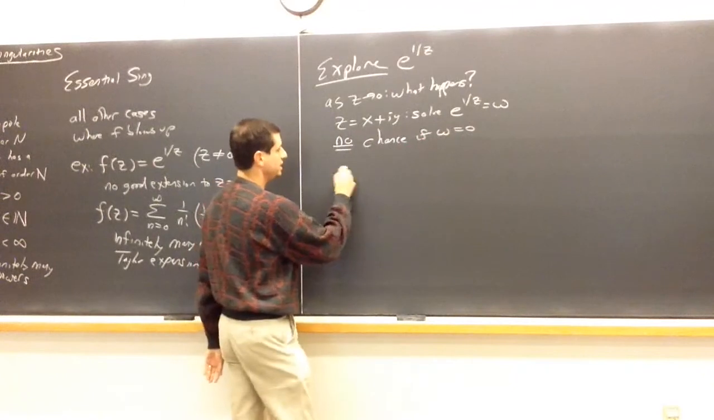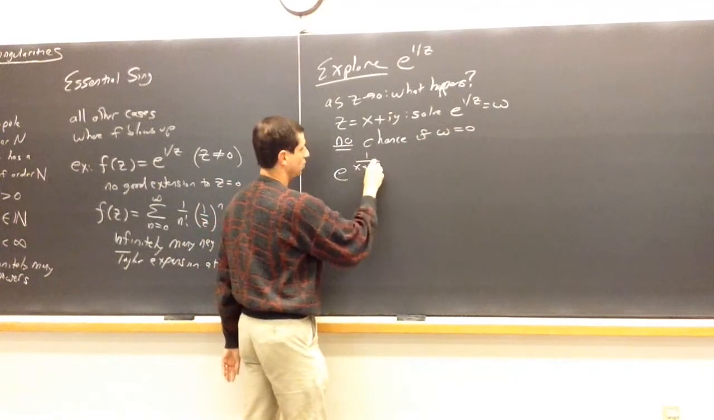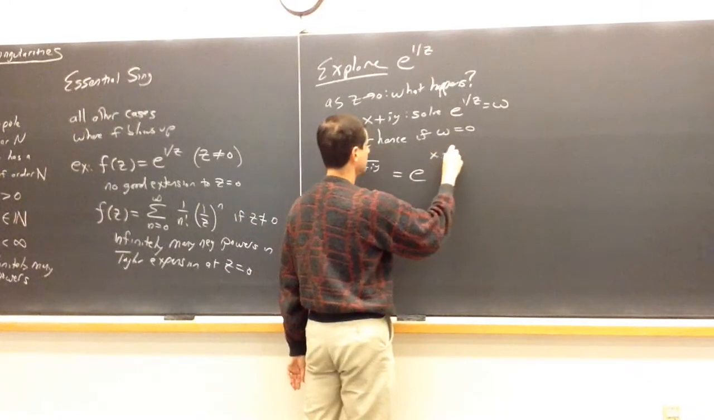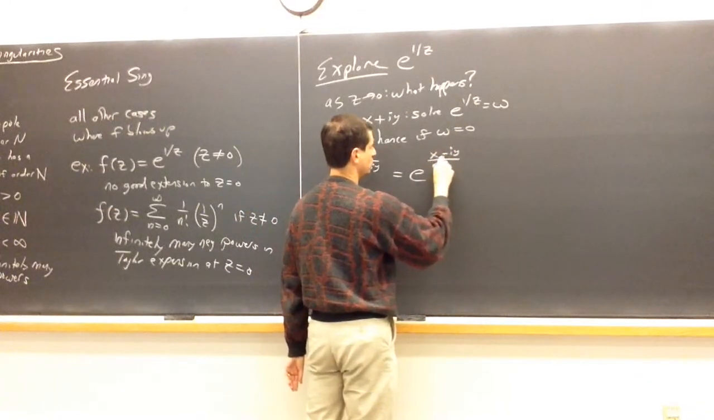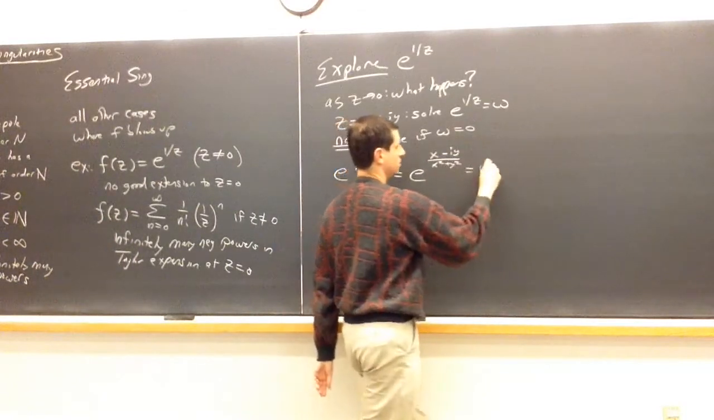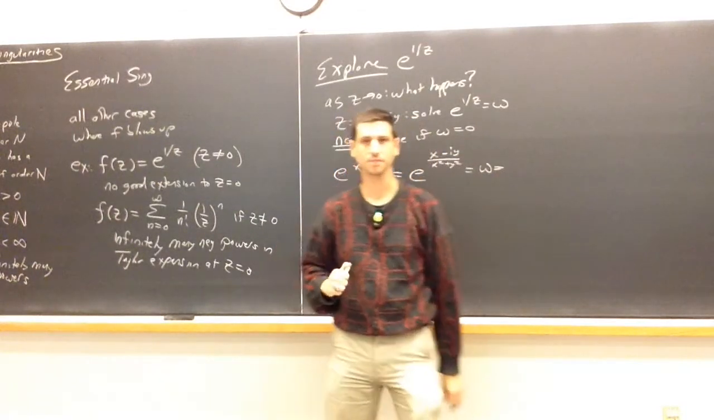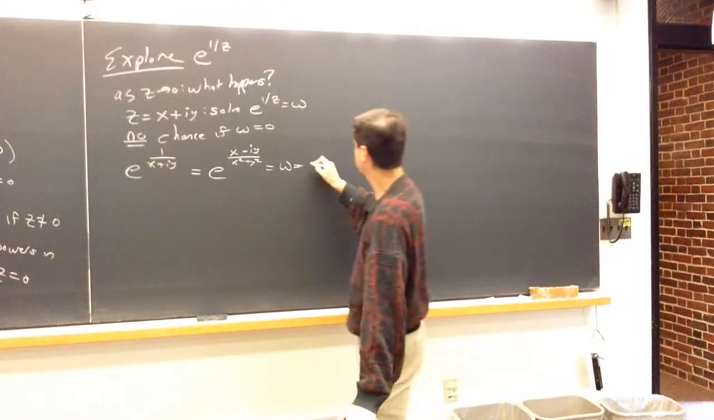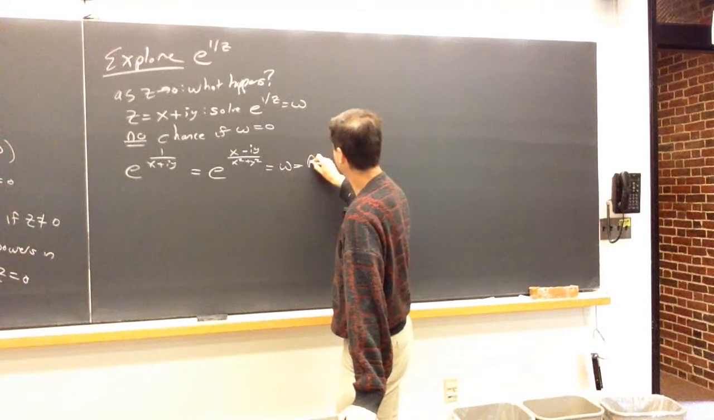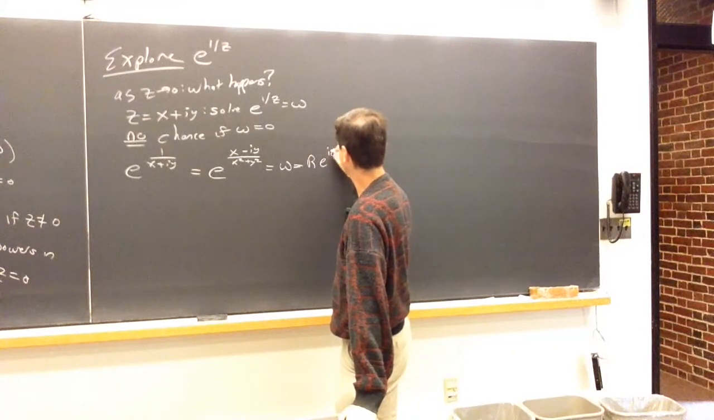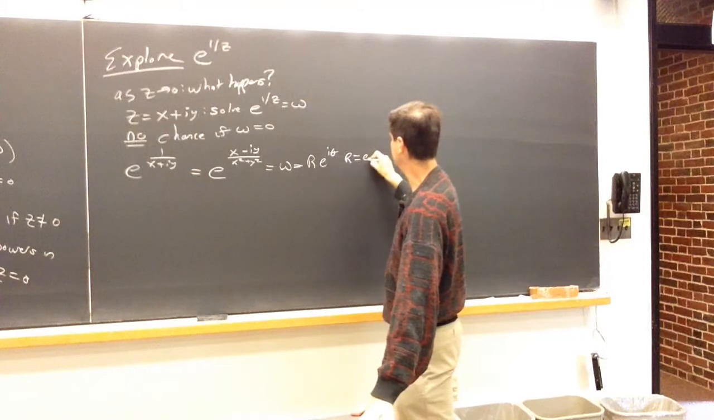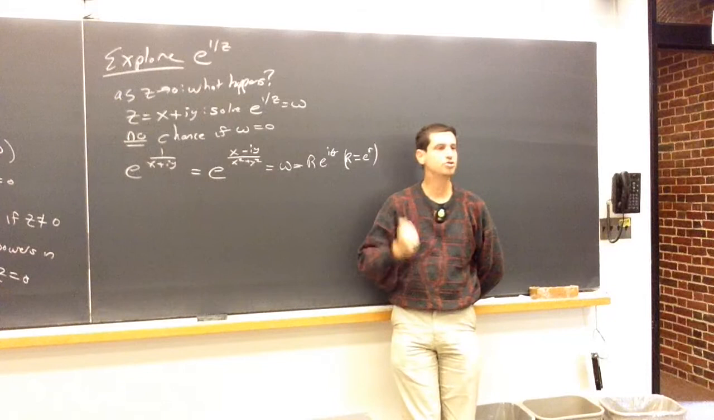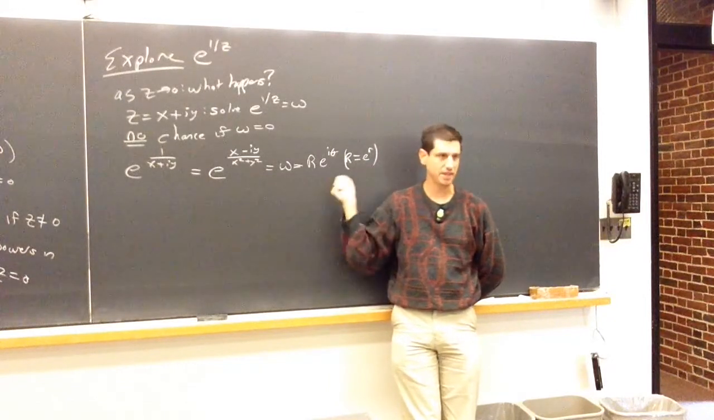So we would have e to the 1 over x plus iy. This is the same, if we rationalize the denominator, as e to the (x minus iy) over (x squared plus y squared) equals w. How should we write w? I'm going to write it as capital R e to the i theta, where capital R is e to the little r. This is just a convenient way to write it to make the algebra a little bit easier.